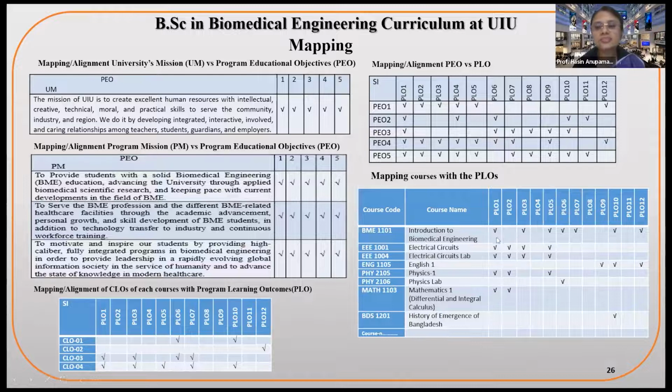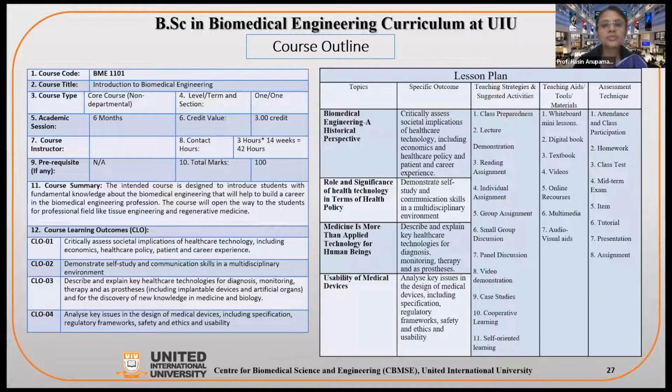Then this PLO goes to the program educational objectives. This is bigger. So which PLO is covering the PEO, which PO covers the program mission, and this also the program vision. So this is the way we have done the syllabus. And this is the course outline.